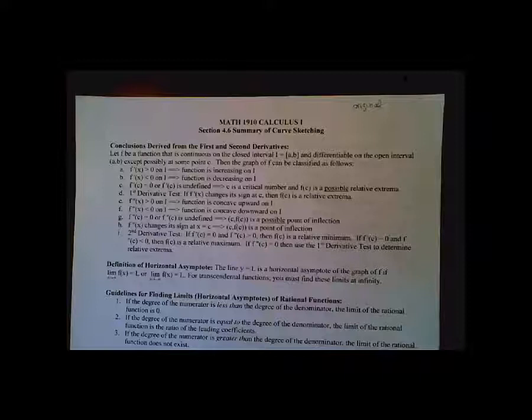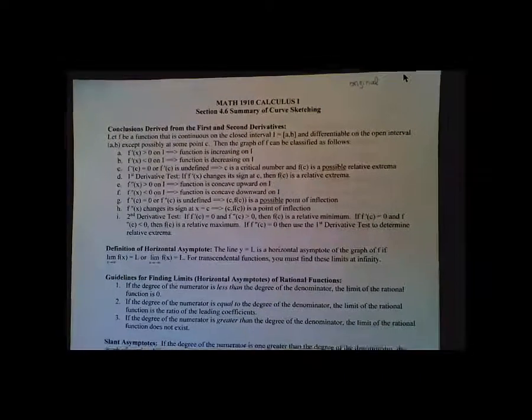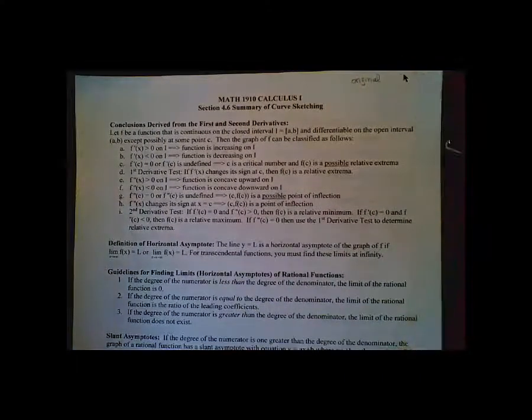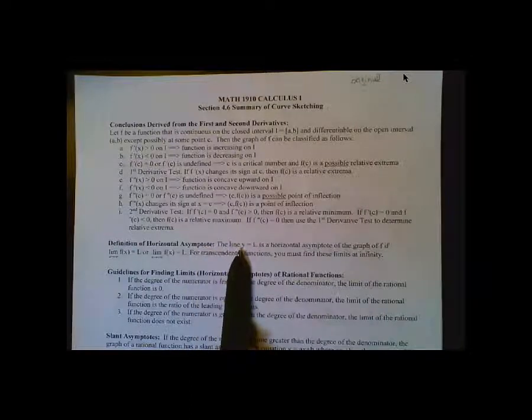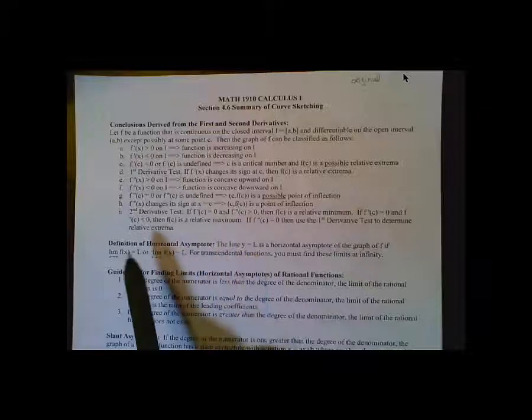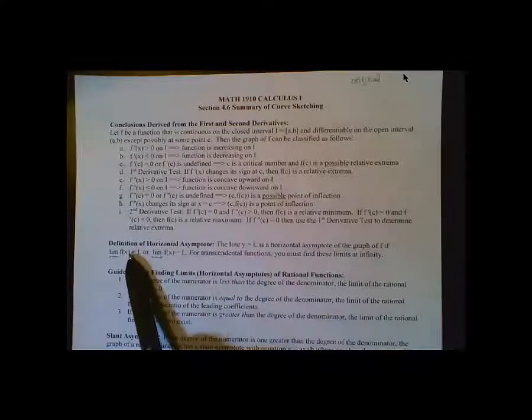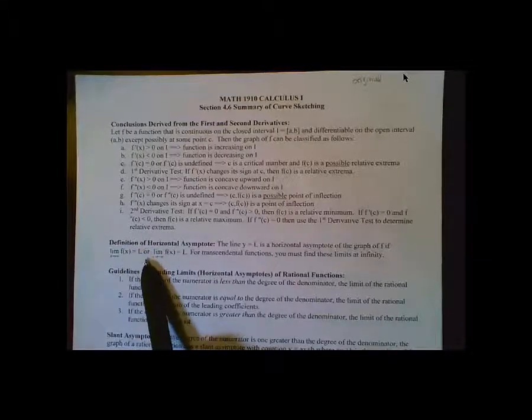Just other things that we've talked about, you can drag back from pre-calculus or some sections in calculus. We've talked about the definition of a horizontal asymptote. While y equals L is a horizontal asymptote if the limit of the function is approaching L as x goes to infinity or negative infinity.